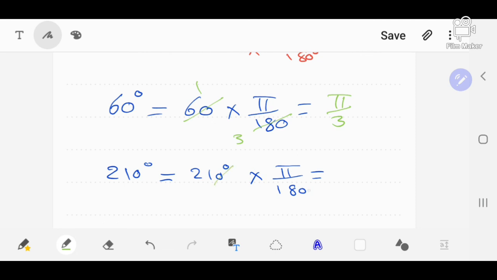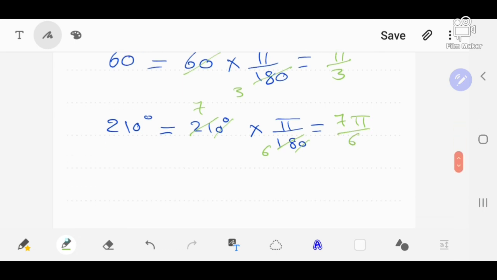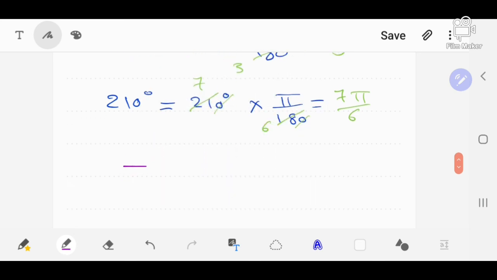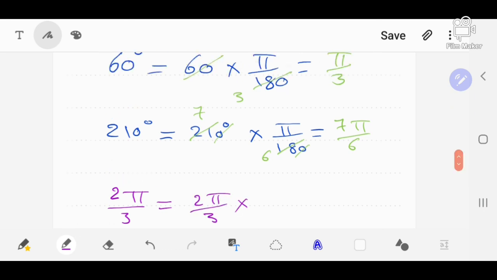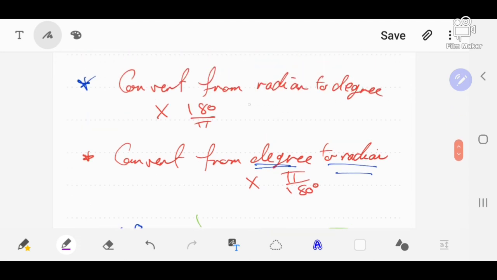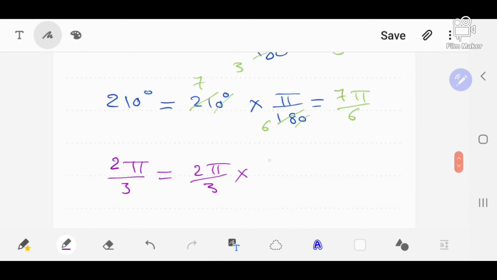Okay, what about the opposite? Let's do from radian to degree. Let's say I have 2 pi over 3. How am I going to convert this? This, which is in radian, should be multiplied by 180 divided by pi, since we go from radian to degree. And the same thing when you simplify, pi with pi will be cancelled, that's the first thing. So over 3, this is 1, over 3, this is 60. 60 times 2, that's 120 degrees.